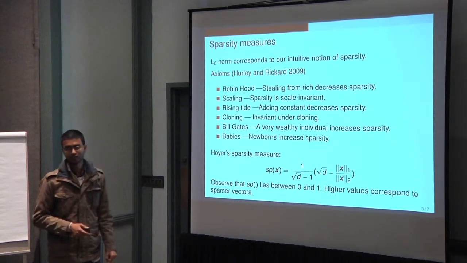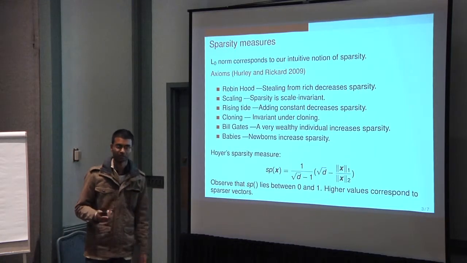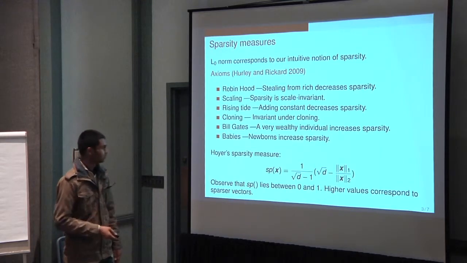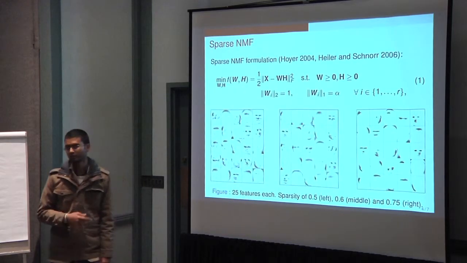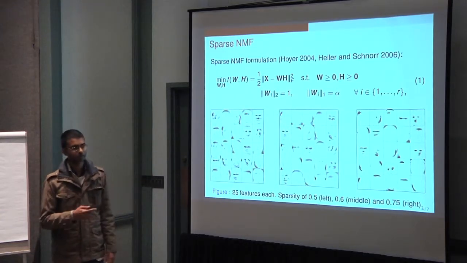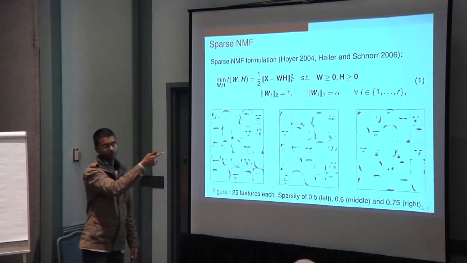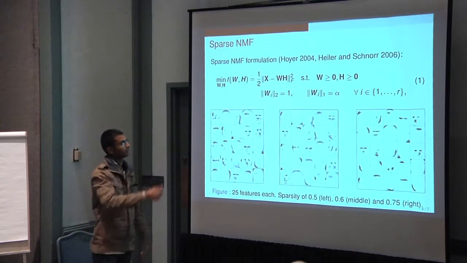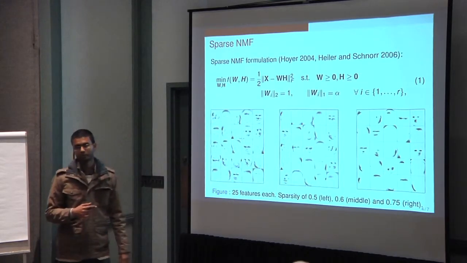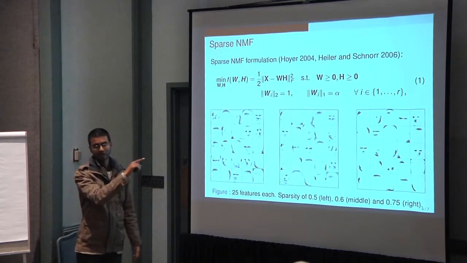And the other nice property of this sparsity measure is that it lies between 0 and 1, 0 corresponding to being totally dense and 1 corresponding to being totally sparse, and all the values in between. Okay. So if you incorporate the sparsity constraints into your NMF problem, then you get your usual NMF objective, X minus WH in the Frobenius norm, the non-negativity constraints, and these L2 and L1 constraints are coming from Hoyer's sparsity criteria from the previous slide.